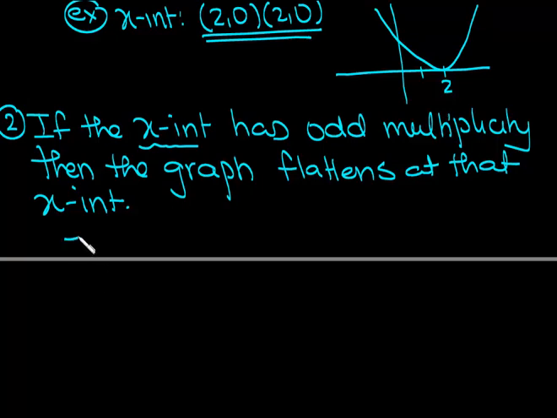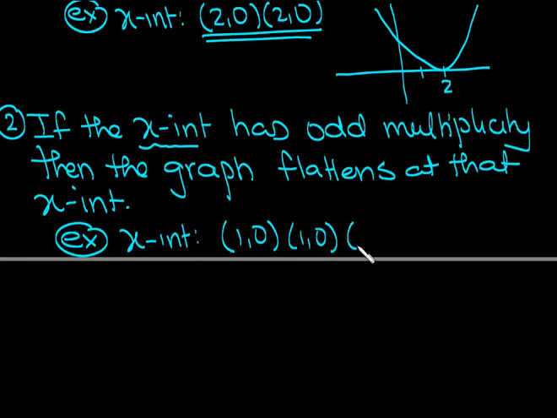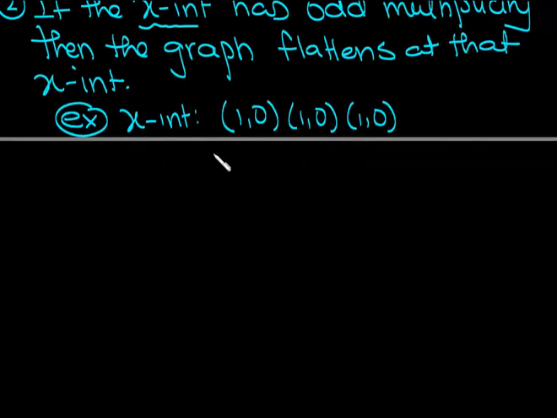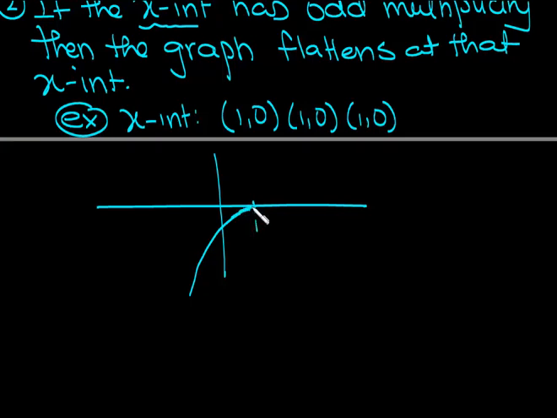Here's an example of that. Let's say we have an x-intercept that is like this: we have (1, 0), (1, 0), (1, 0). So it repeats 3 times. So it has odd multiplicity. In that case, what happens at 1, the graph will flatten. It'll come like this, go a little bit flat here, and go like this. So that's what the graph does. If it has odd multiplicity, it'll flatten. If it has even multiplicity, it'll turn.